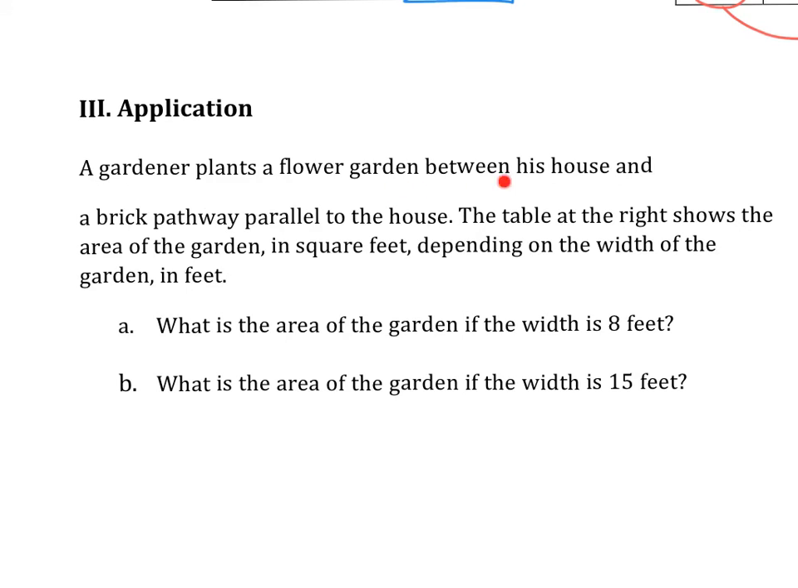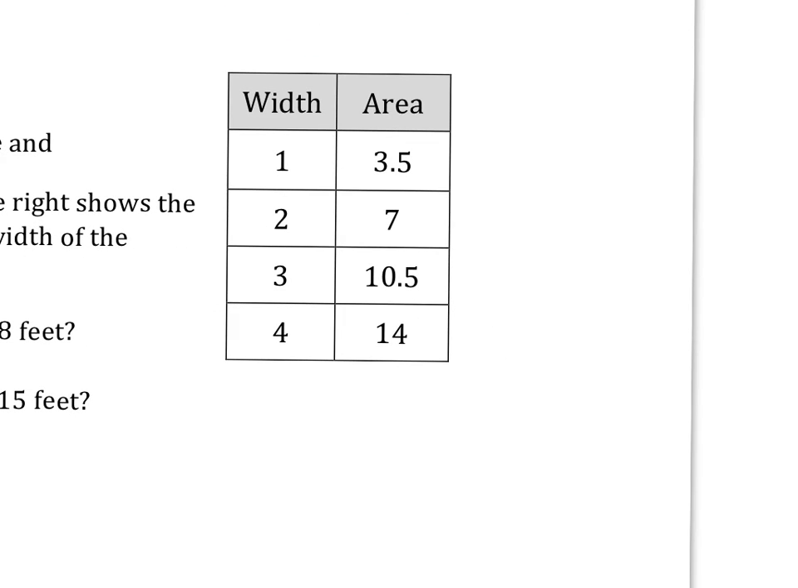A gardener plants a flower garden between his house and a brick pathway parallel to the house. The table at the right shows the area of the garden in square feet, depending on the width of the garden in feet. Now, one way to solve these two problems is just to keep the pattern up, right? I could do a 5 right there and put a number there, get a 6 there, a 7 there, and an 8 there. The problem is, even to get to 15, I have to keep adding and adding and adding. So instead of trying to complete the table this way, I might want to figure out, what's the one rule that tells me how do I get from this column to that column?